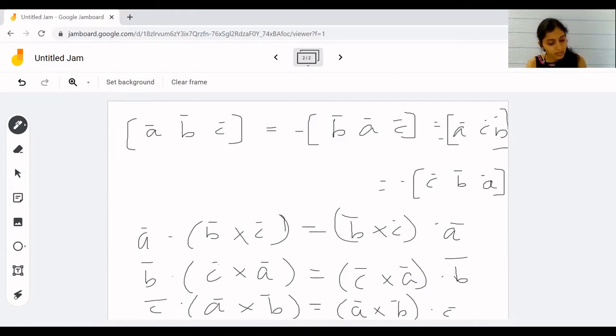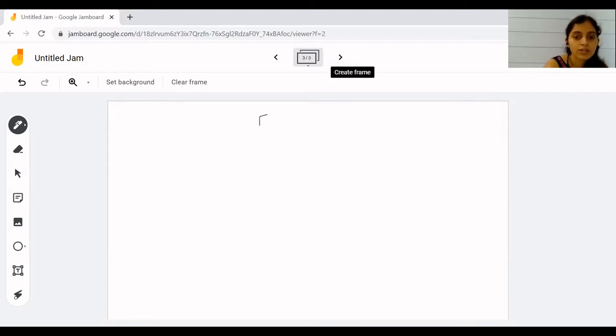Fifth one, if any one vector is a 0 vector, then A bar, B bar, C bar is 0. That you can understand from the determinant value itself. So we have A1, A2, A3, B1, B2, B3.